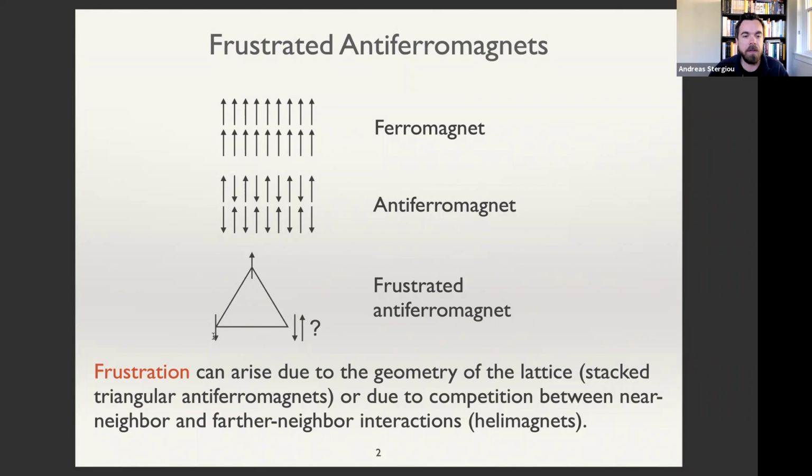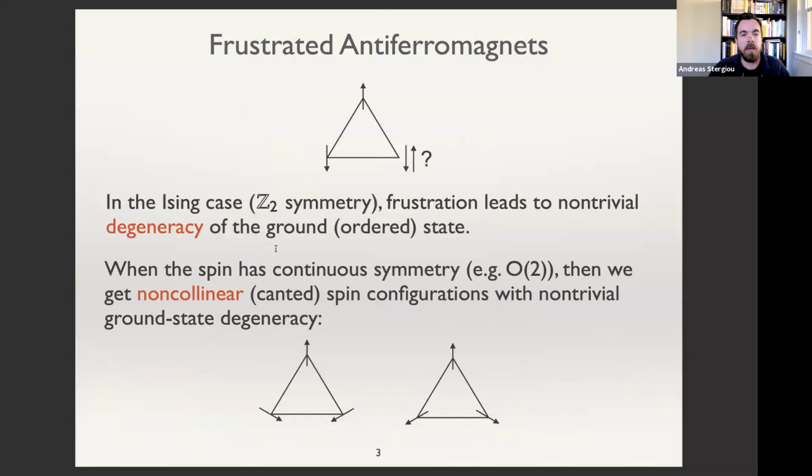So for example, if you have a triangular plaquette on which you're trying to put the spins, two spins can align antiferromagnetically, but then the third one cannot align antiferromagnetically with both of these. So it's frustrated. It has to choose one of the two options. There are many cases now found in various materials. There is the Ising case, where the spin can align up or down still, where it's just a Z2 symmetry. And the ground state is then degenerate. So there's a degeneracy of the ground state.